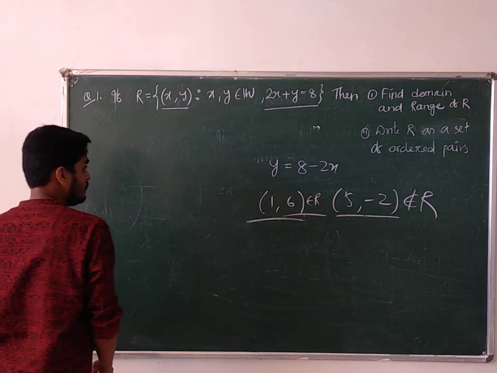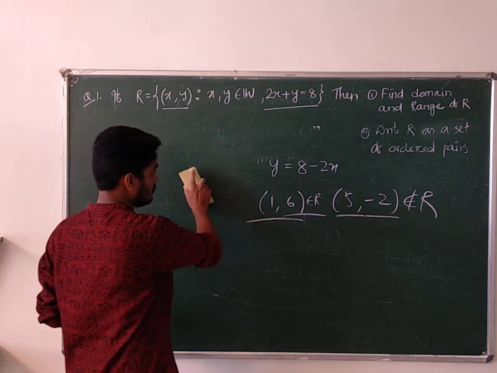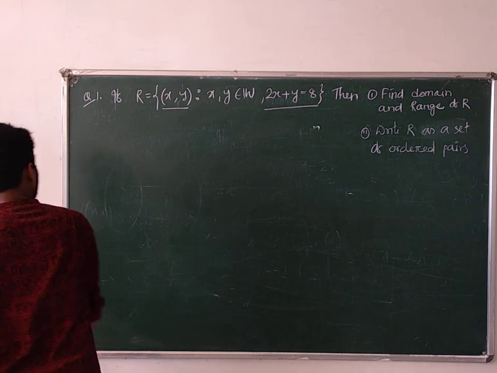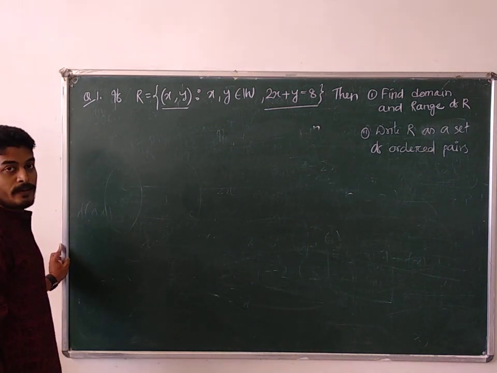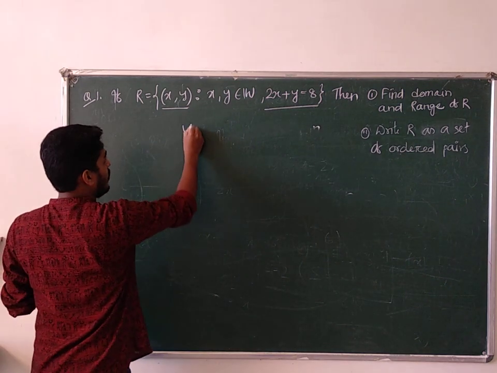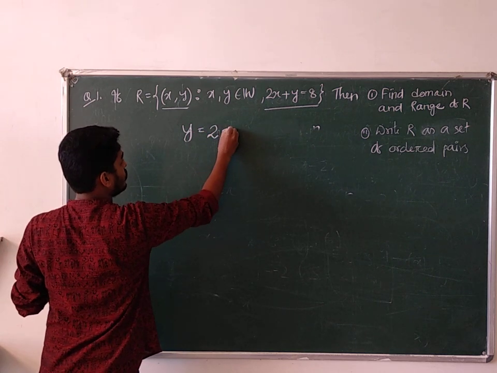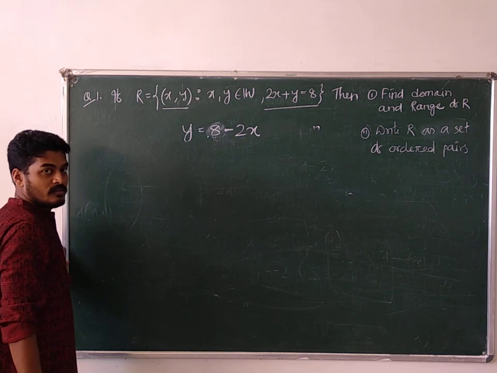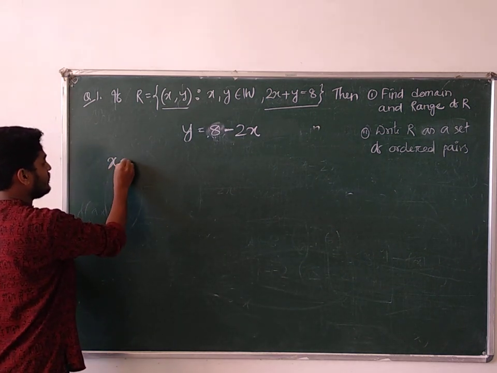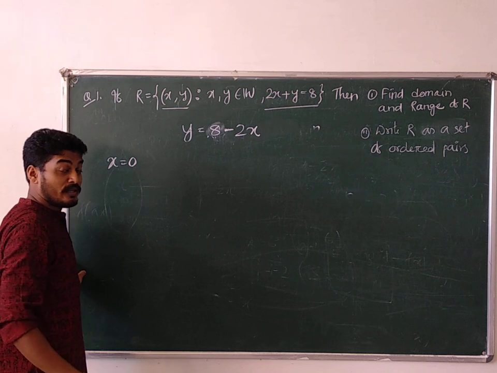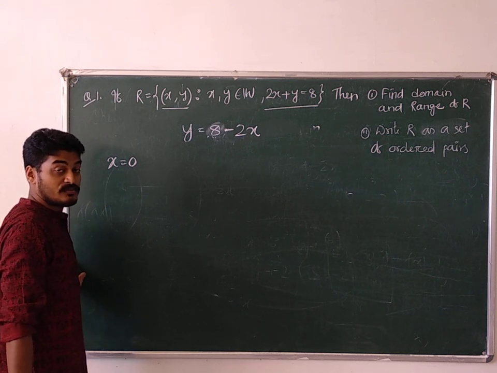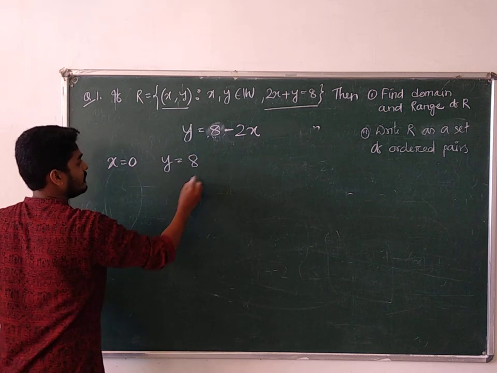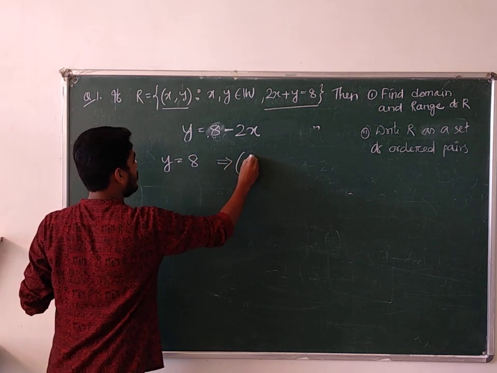So let's try to find it out. What type of ordered pairs will you get? Y is equal to 8 minus 2x. So what is the smallest whole number? For x is equal to 0, let us try. You cannot consider minus 1 because whole numbers start from 0. For x is equal to 0, y is equal to 8. The corresponding ordered pair will be 0, 8.